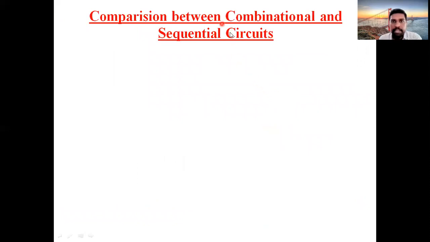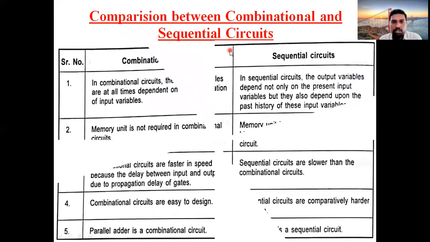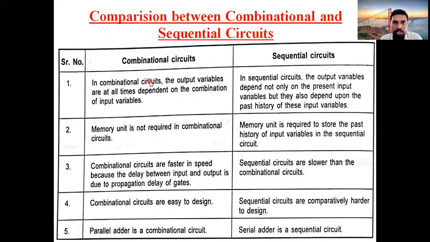What is the comparison between combinational and sequential? In combinational circuits, the output variables are all the time dependent on the combination of input variables. That is nothing but the definition. The output variables always depend on the present input variables. That is the only condition in combinational. But in sequential, the output variables depend not only on the present inputs, but also on the past history of the input variables. Past history of input variables means, simply, past output values.